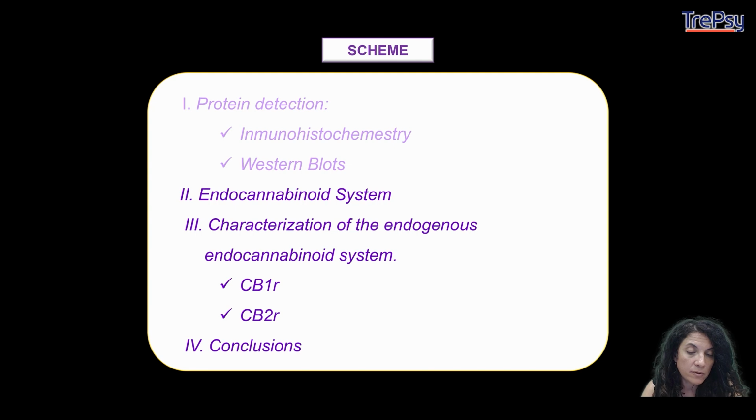Now we will take a look at the endocannabinoid system. We will discuss the characterization of the endogenous endocannabinoid system. We will talk about receptor 1 and receptor 2 a little bit, and then I will give you many conclusions.